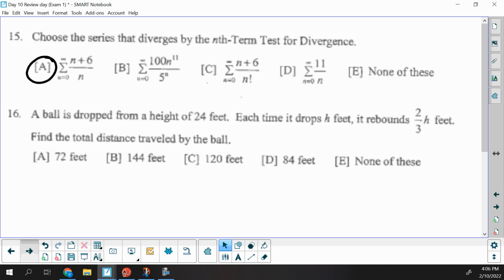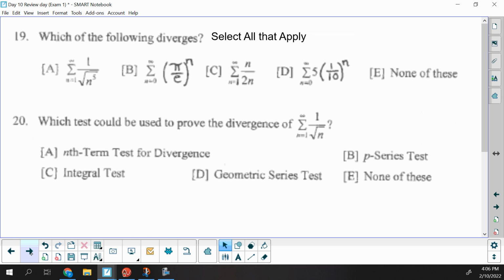We'll look at 19 next. We want to select all that apply that would diverge. In A, we want to think a P series. P in that case is 5 halves, which is greater than 1, so that would converge. So we can rule out choice A.